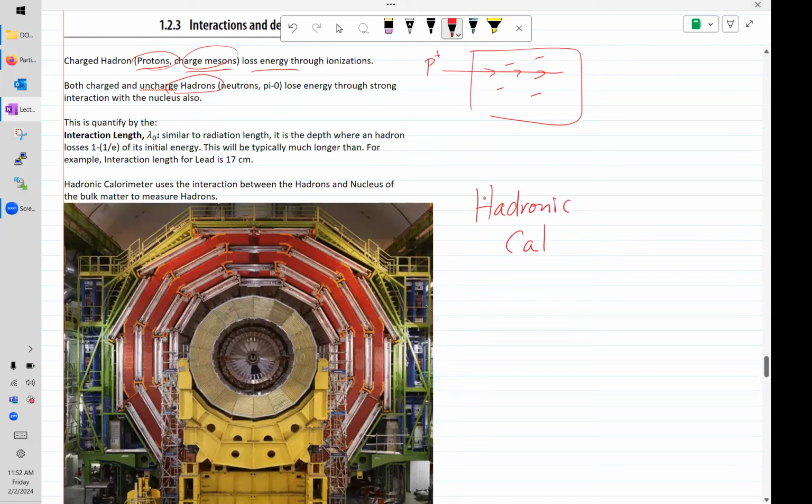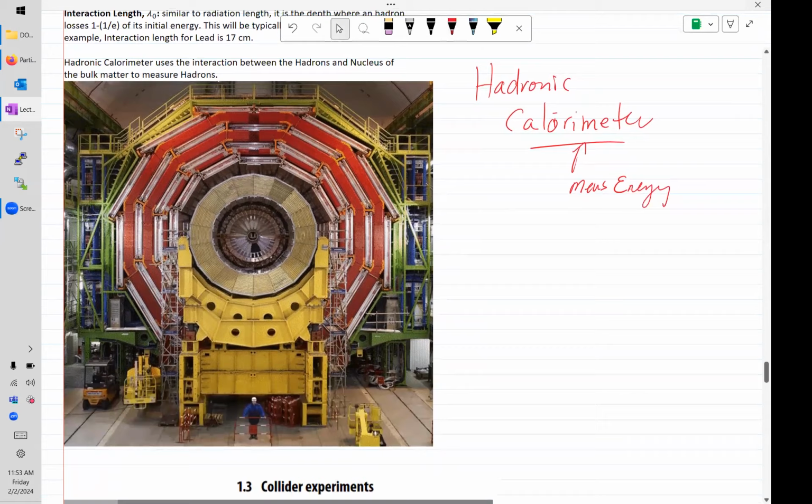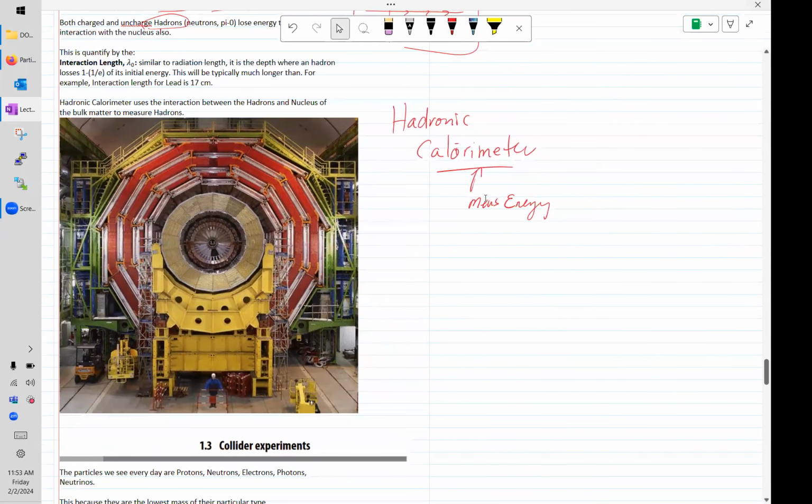And the word calorimeter, for those of you who haven't had a thermal or chemistry class, or cannot spell calorimeter, is basically a way to measure energy. This is kind of the detection method that most of particle physics uses in order to detect things.